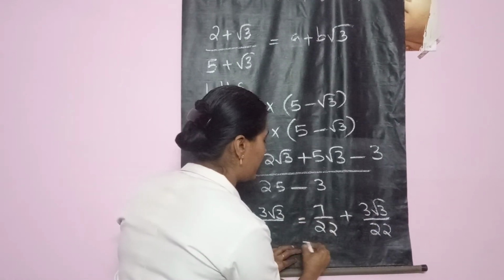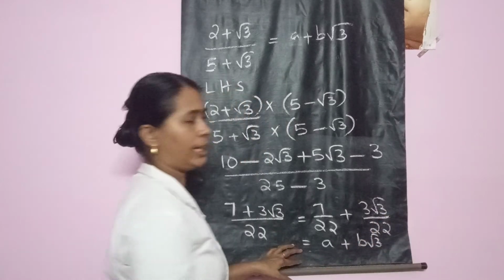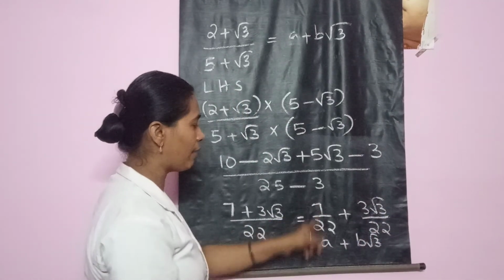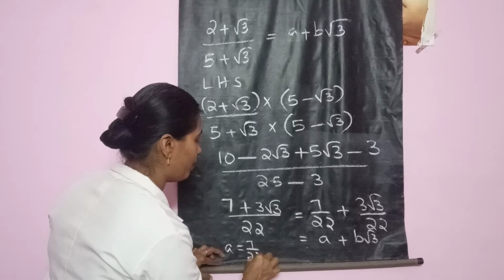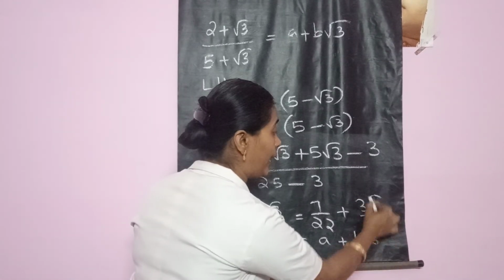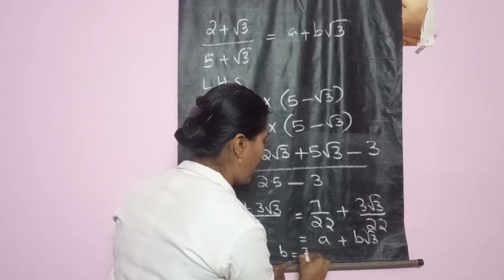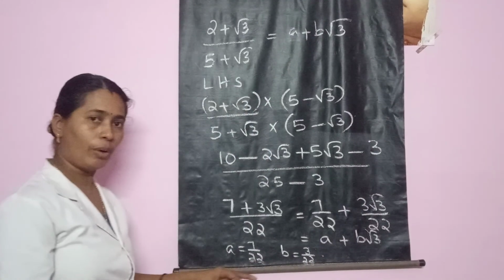Now compare this with the form a plus b root 3. Compare these two. What is the value of a? 7 by 22. What is the value of b? Avoid root 3, then tell how much remains. 3 by 22. Okay, got it? Thank you.